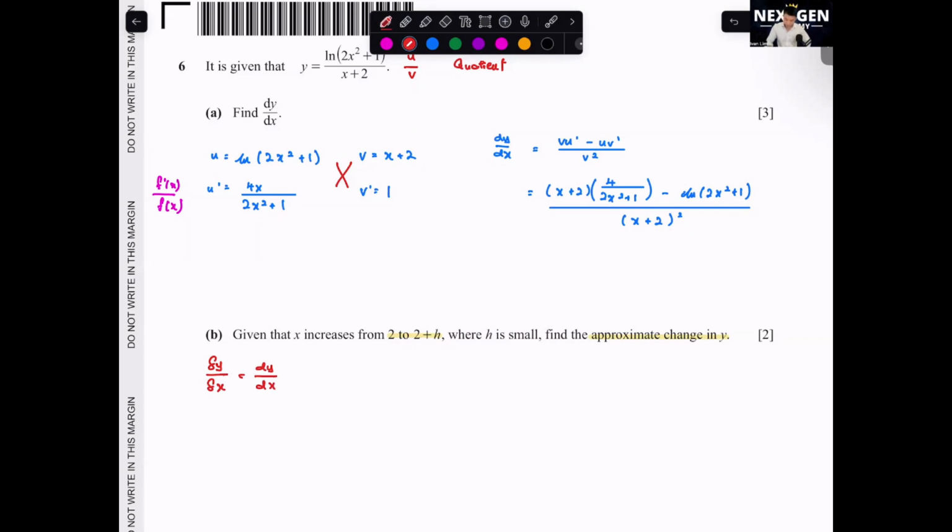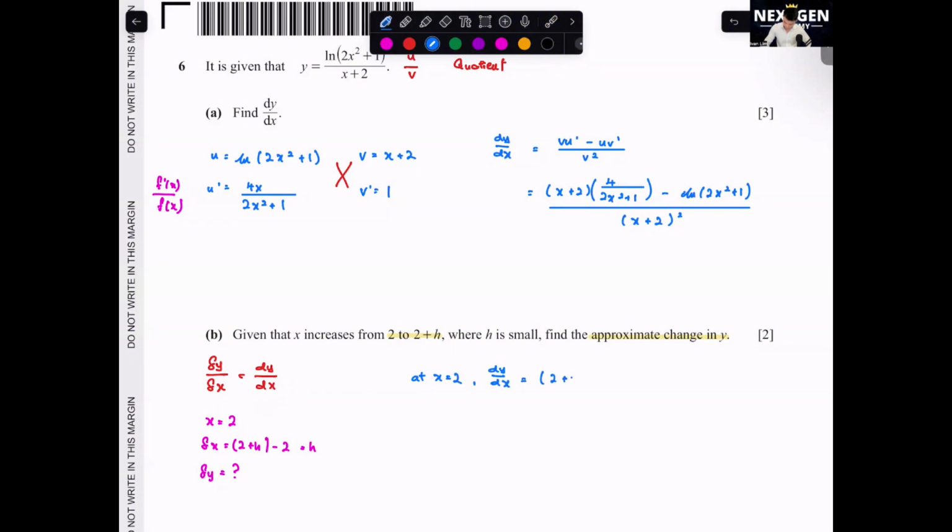What did they give us? They want us to find, given when x equals 2, then from 2 to 2 plus h. Delta x is 2 plus h minus 2, which is equal to h. Then we need to find delta y. We don't know what delta y is, so we sub into this equation here. We want to sub x equals 2 into this dy over dx. So we start with this one: at x equals 2, dy over dx.